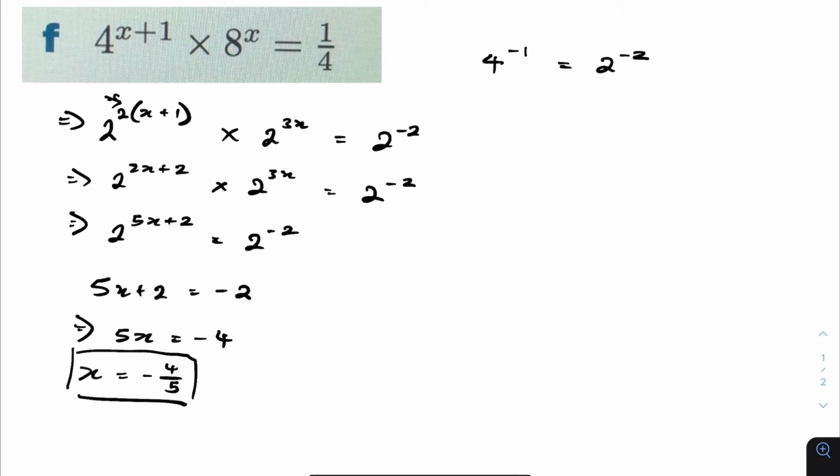And we can check it by putting it in here. So we can actually use a calculator to ensure that we've done it correctly, because it's not using a whole number. So 4 to the power of negative 4 over 5 plus 1. Then we multiply that by 8 to the power of negative 4 over 5. And we see the answer. It gives us 0.25, which is the same as 1 over 4. So therefore, this is the correct answer.